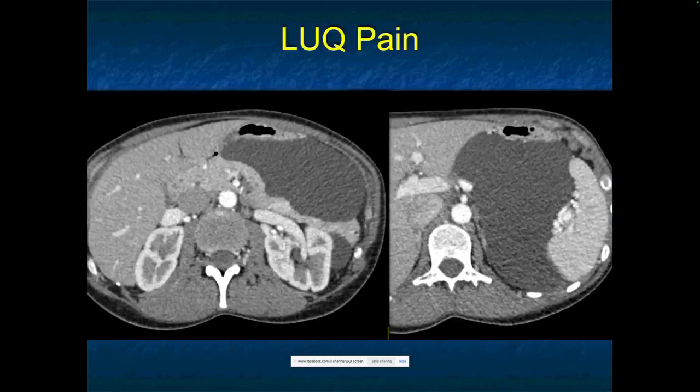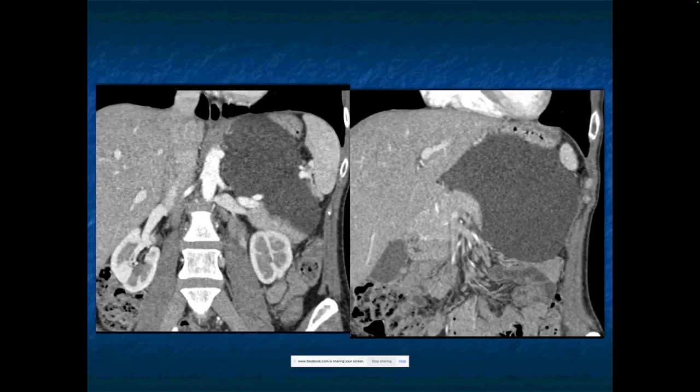Okay, another case. Left upper quadrant pain, there's a cystic lesion, water density. What could this be? Could be a pseudocyst, could be a duplication cyst, but it's pushing everything ever so nicely. It's low density. So mesenteric cyst is not bad.